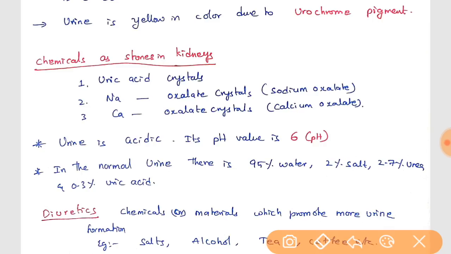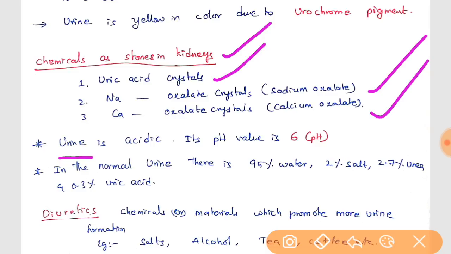So coming to stones, we see that kidneys are affected by kidney stones, friends. What are these kidney stones? We will see that these are nothing but uric acid crystals, sodium oxalate crystals or calcium oxalate crystals, friends. The stones in the kidney are produced by uric acid crystals, sodium oxalate crystals or calcium oxalate crystals. Urine is acidic in nature, friends, and the pH value is 6.